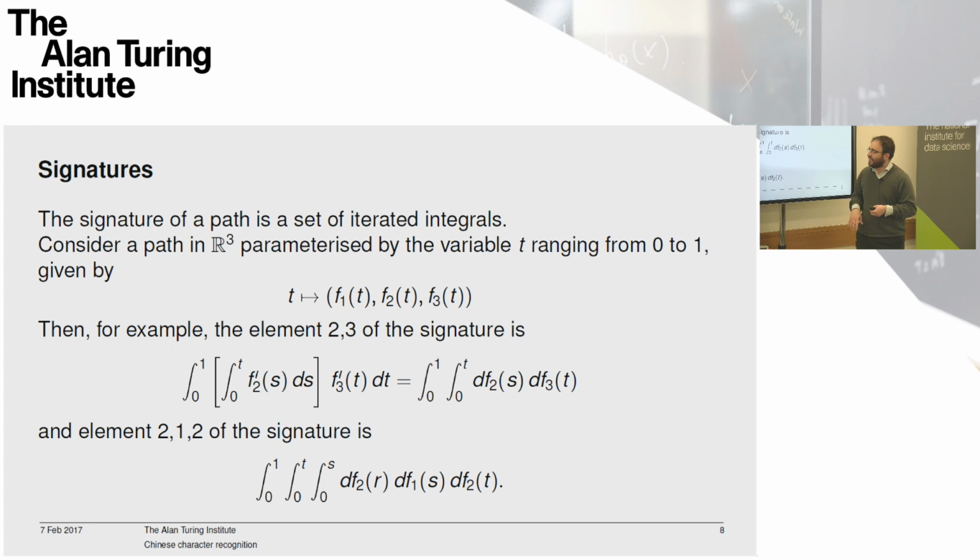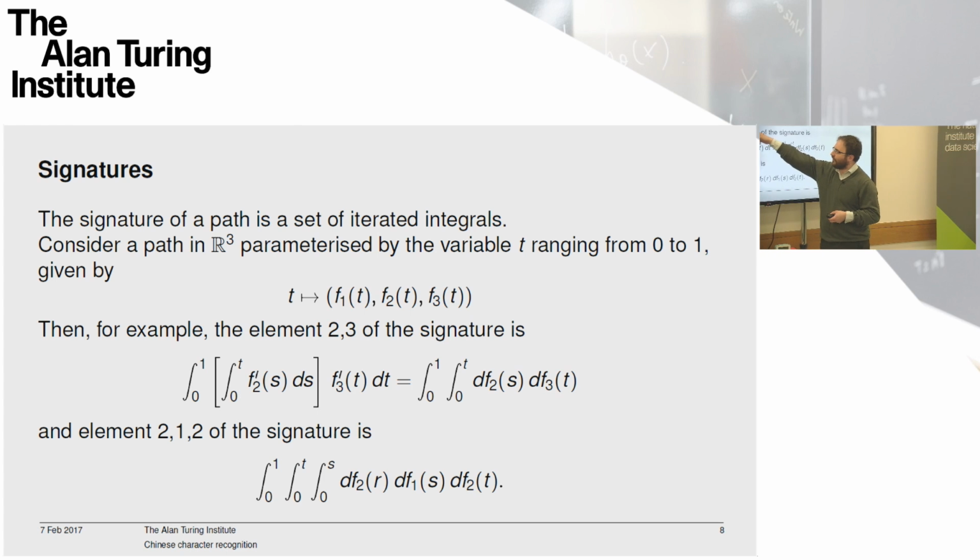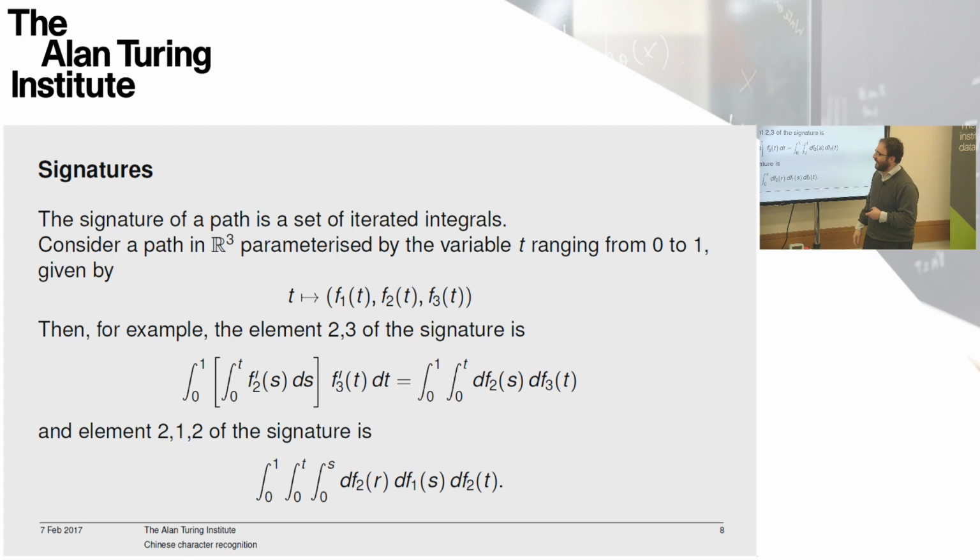Okay, so what is a signature? So imagine a path. In this case, I'm looking at 3 dimensions. So what I think of a continuous path as a function from an interval to R to the d. So in this case, it's 3 dimensions. I'm mapping, say, 0, 1, the interval, with 3 functions. So these are the coordinate functions, f1, f2, and f3. So then the signature is the set of numbers that you can get by computing iterated integrals.